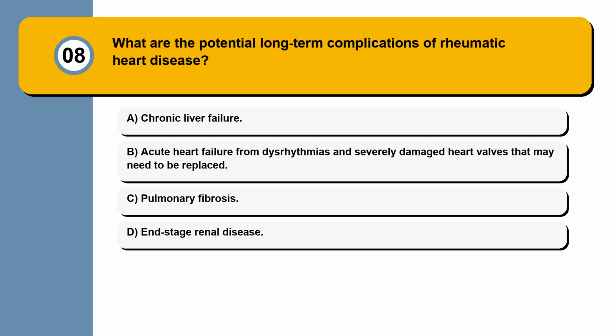Question 8. What are the potential long-term complications of rheumatic heart disease? Chronic liver failure, acute heart failure from dysrhythmias and severely damaged heart valves that may need to be replaced. Pulmonary fibrosis, end-stage renal disease.